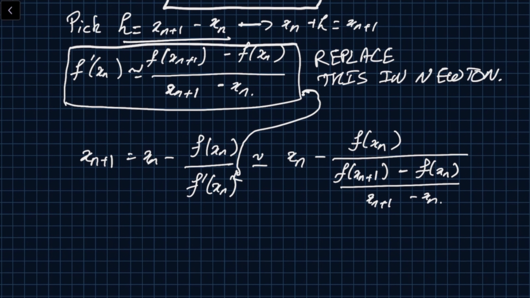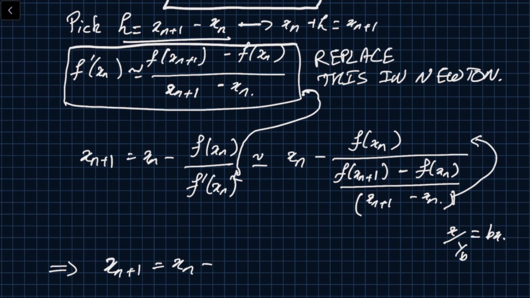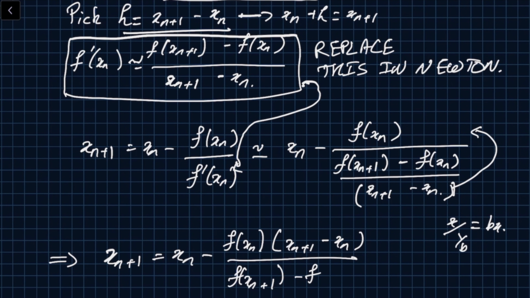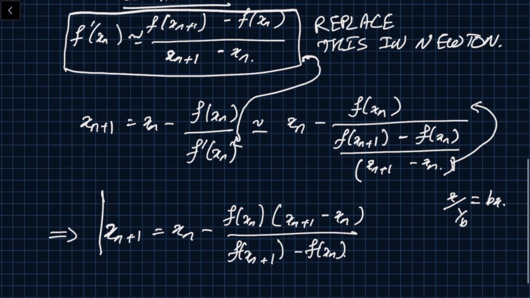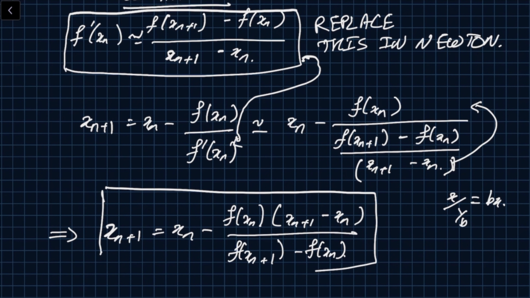Okay, well, we could bring this denominator up, right? Using that 1 over b is b inverse. We get xn plus 1 is xn minus f of xn times xn plus 1 minus xn over, right, f of xn plus 1 minus f of xn. Okay, well, this is one form of what we have in hand.